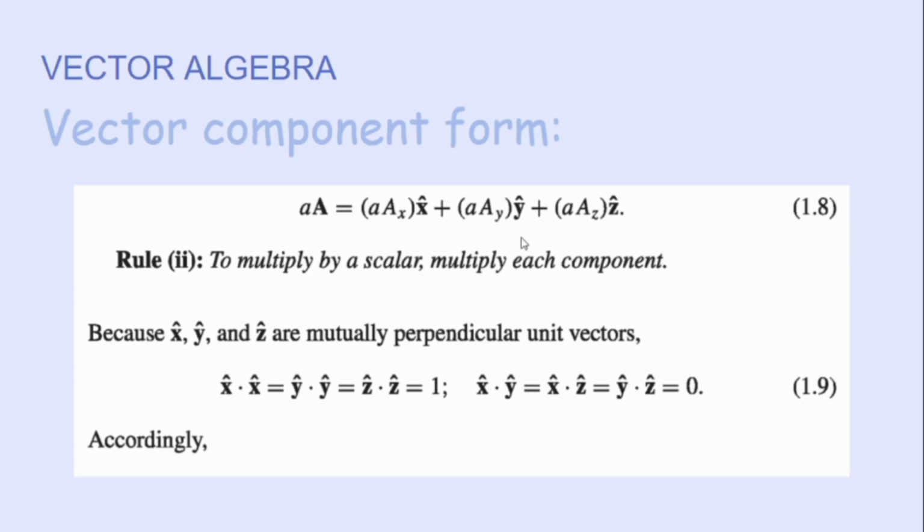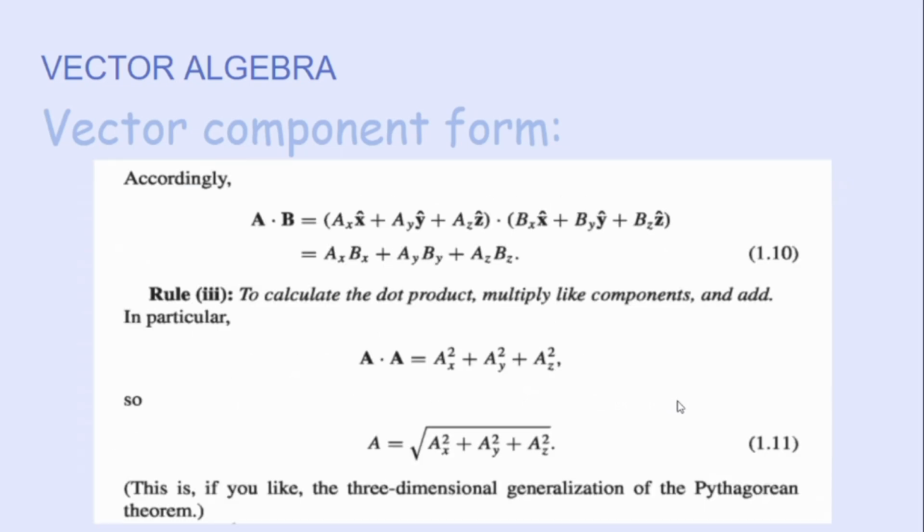Now for rule number 3, we will see that if we take the dot product of the unit vectors with themselves, we will have 1 as the answer, and if we take the dot product of unlike unit vectors, then we will have 0 as the answer. So A dot B will be equal to ax bx plus ay by plus az bz.